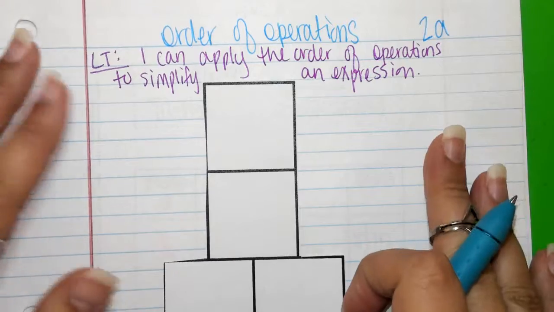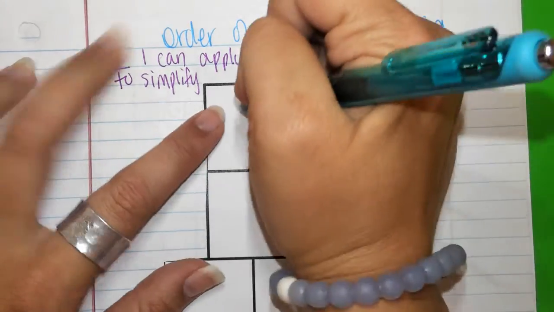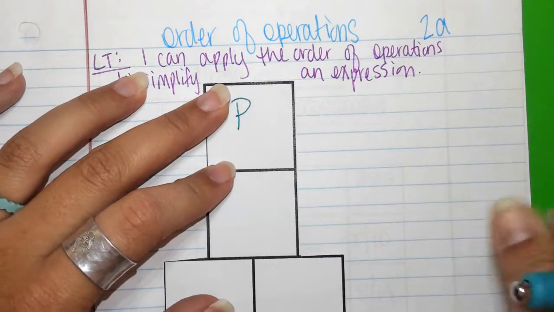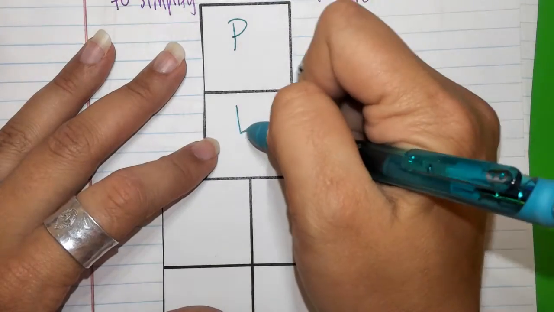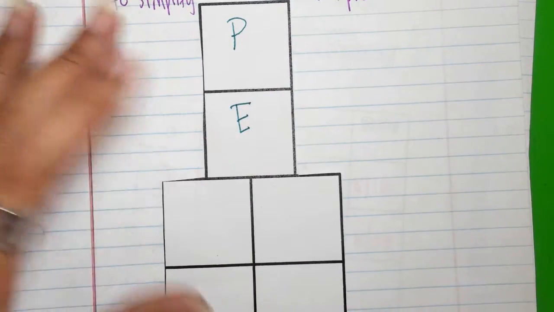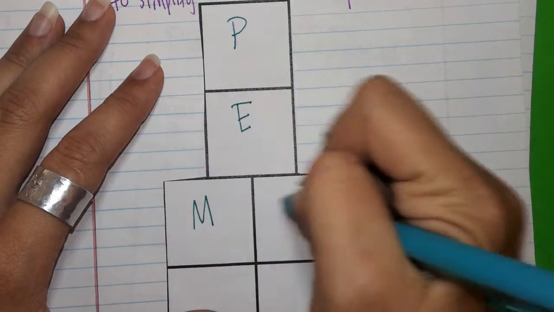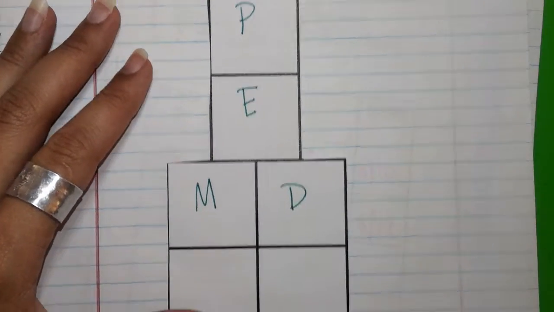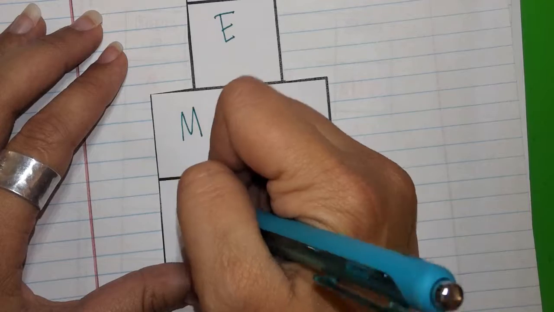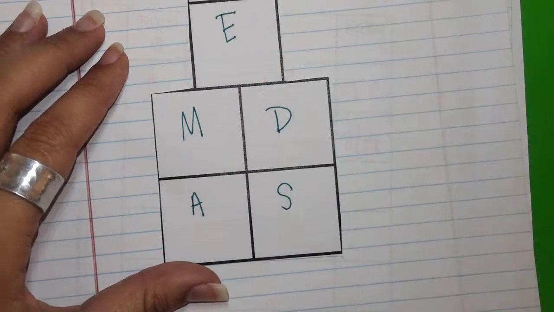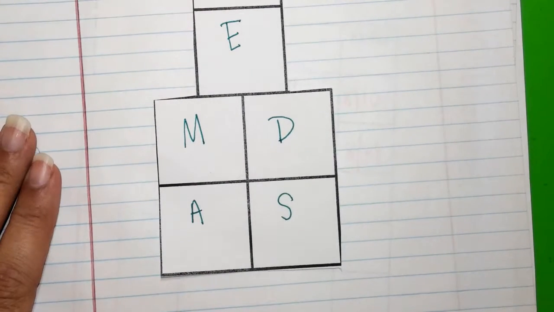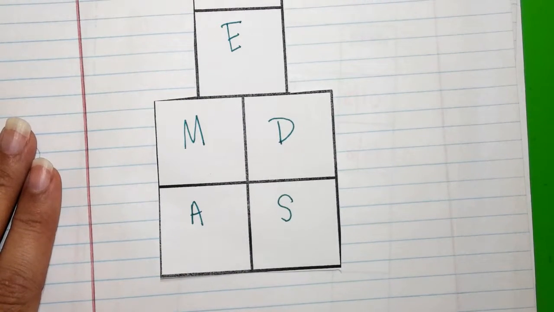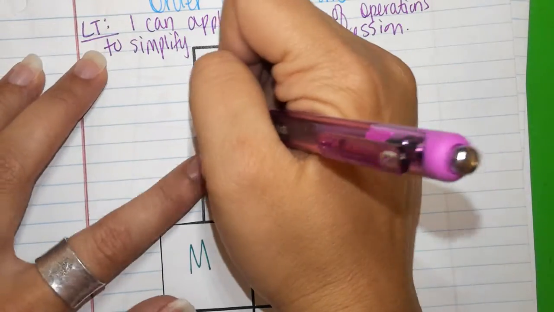So what is the first letter in our order of operations? P. Alright, then what? Then, and then D for divide, and then A, and then S. Now, the reason that this is set up the way it is because multiply and divide, you do it from left to right. Does everybody remember that? Okay, so P is parentheses.